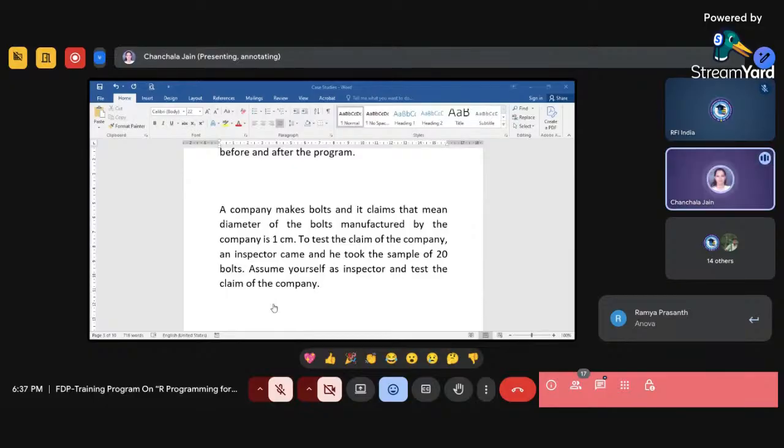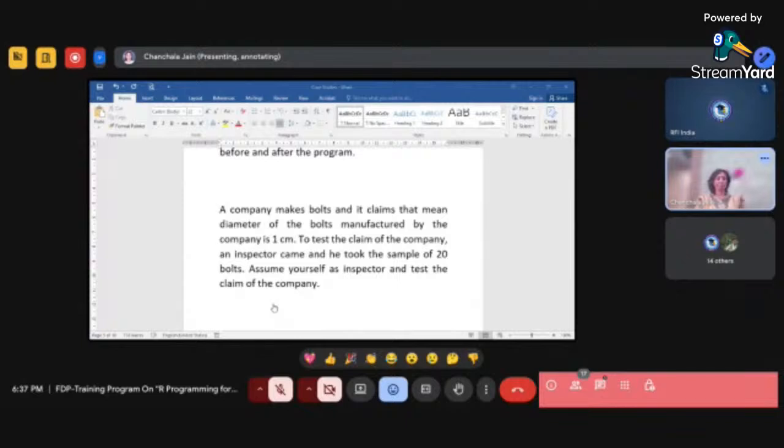Yes. Ramya ma'am is saying ANOVA. Okay, fine. What about others? Ranjita ma'am is also saying ANOVA. Fine. Hari sir, according to you?